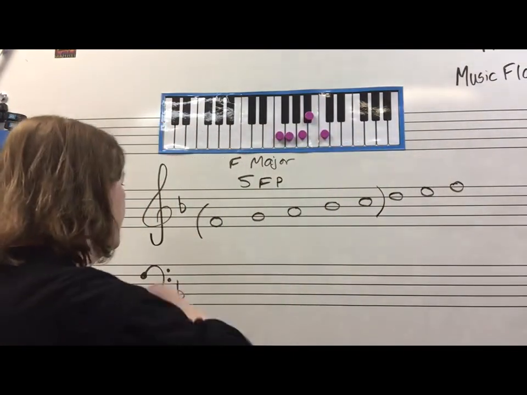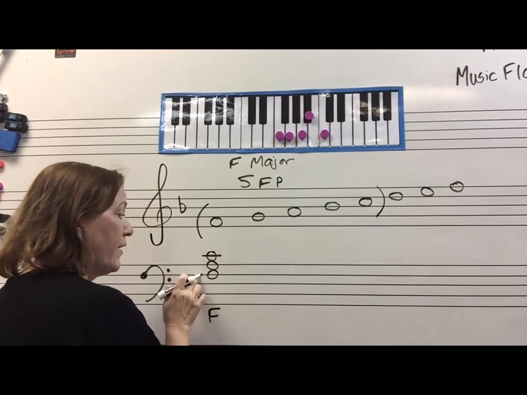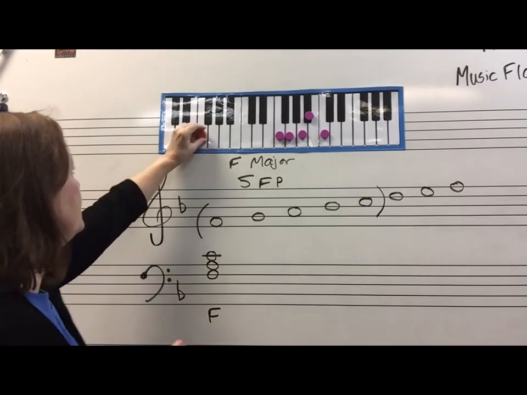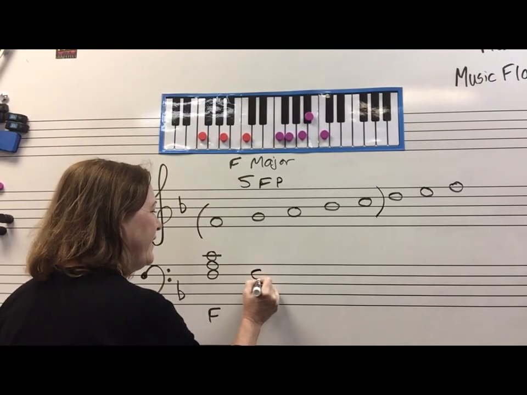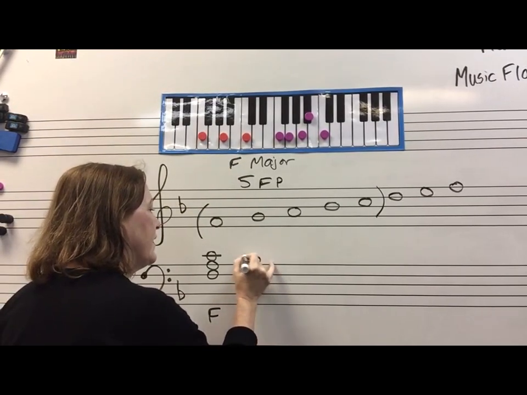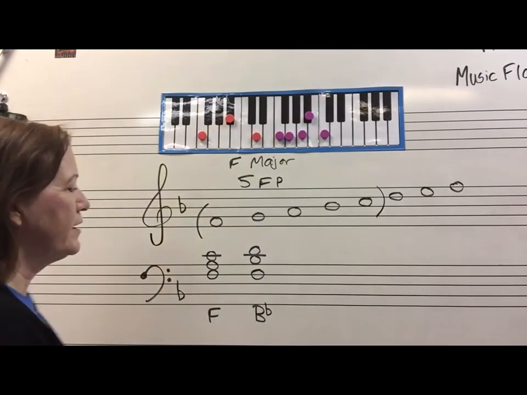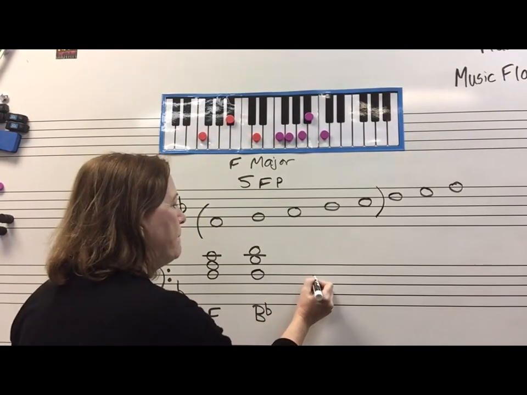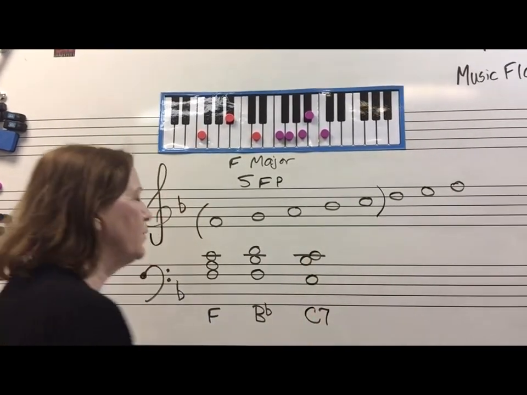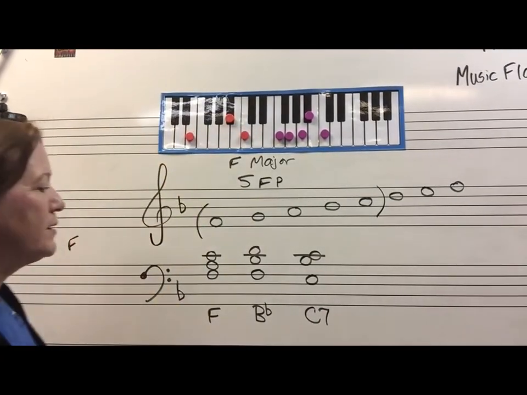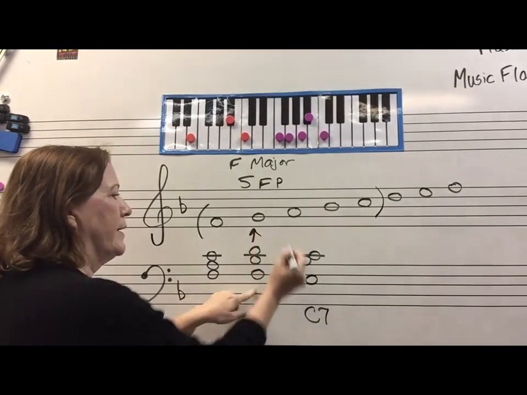In the key of F, we have fa, la, do is an F major chord. Fa, te, re is a B flat major chord. Mi, te, do is a C7 chord. So this is my snowman chord, my up chord, and my kissy chord.